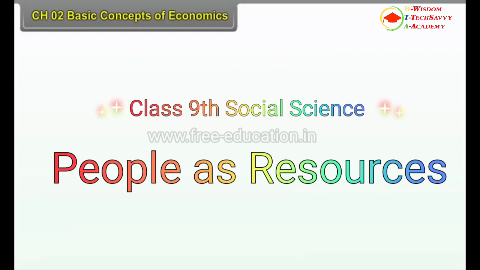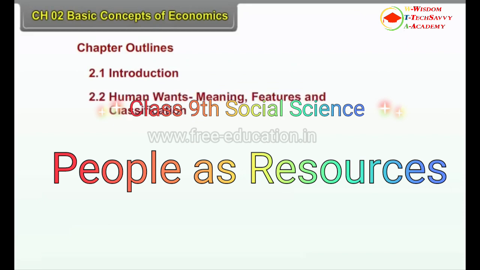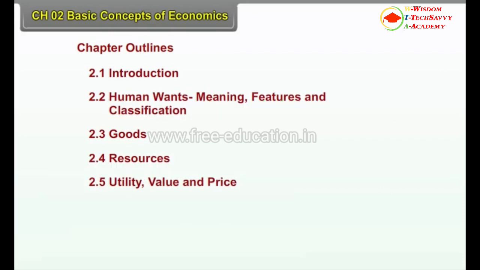Chapter 2: Basic Concepts of Economics. Chapter Outline: 2.1 Introduction. 2.2 Human Wants, Meaning, Features and Classification. 2.3 Goods. 2.4 Resources. 2.5 Utility, Value and Price. 2.6 Demand and Supply.